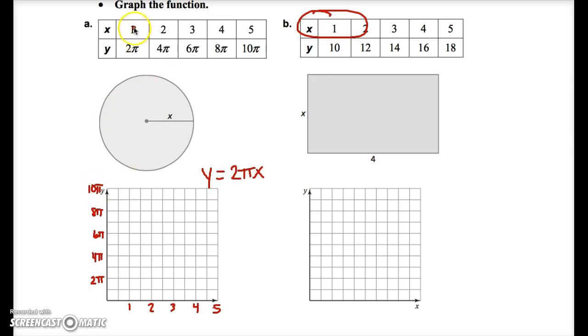And what I'm going to do is just simply plot these points on my graph. So over 1 up to 2 pi, over 2 up to 4 pi, 3 6 pi, 4 8 pi, 5 10 pi. So here is your line.